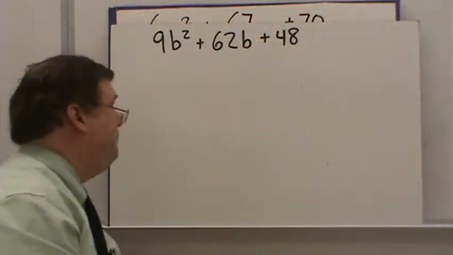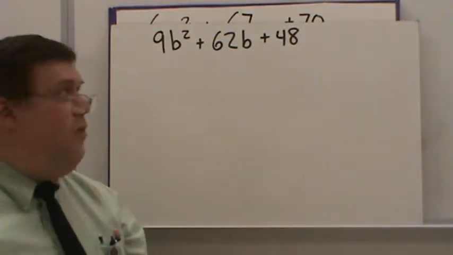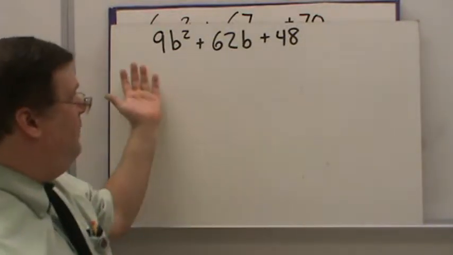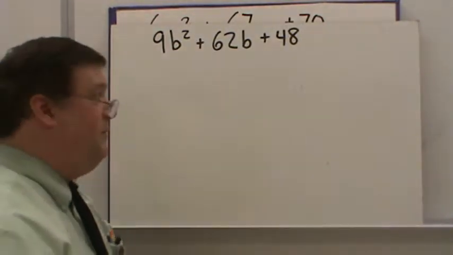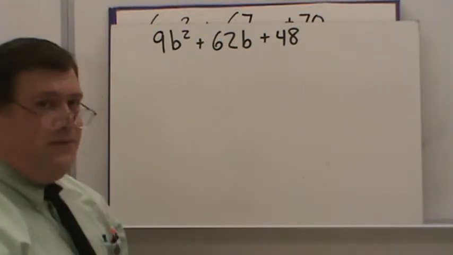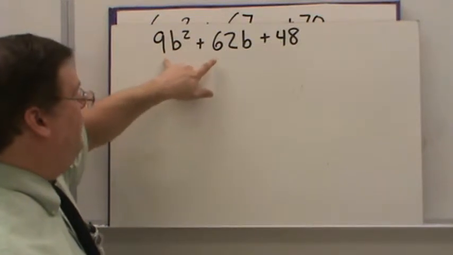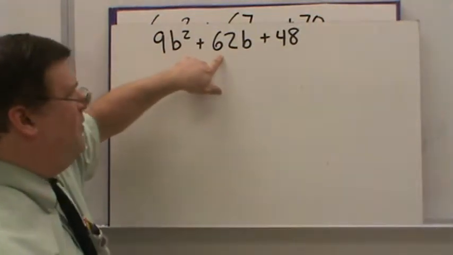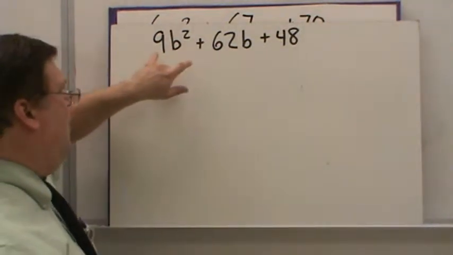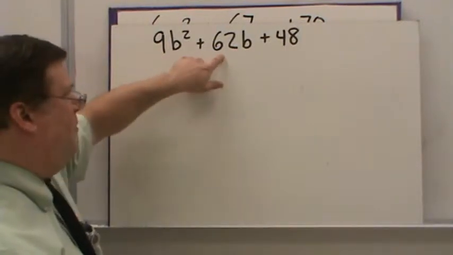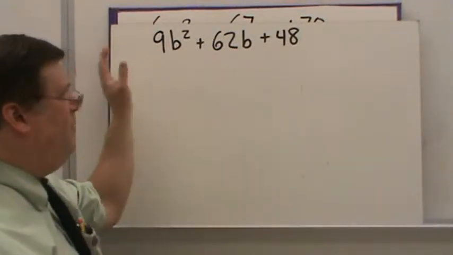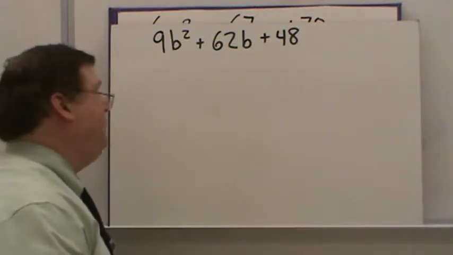Another example. Remember, you should always check to see if there is a common factor between all three terms before doing the factoring. In the last one, I didn't do that. Is there a common factor of 3 here? Because 3 goes into 9. 3 does not go into 62 evenly. 9 does not go into 62 or 48, so there is no common factor between all three.